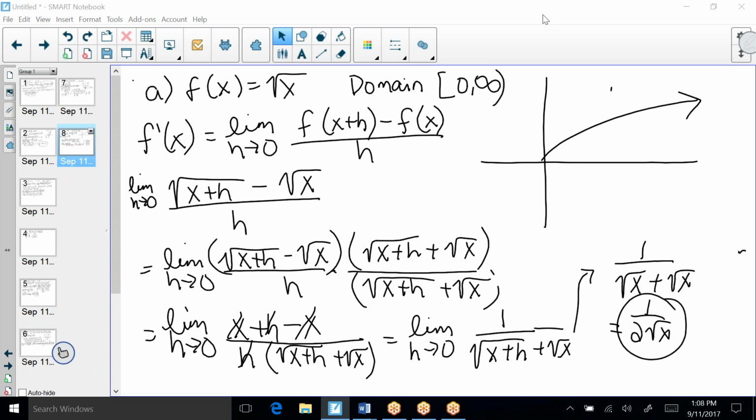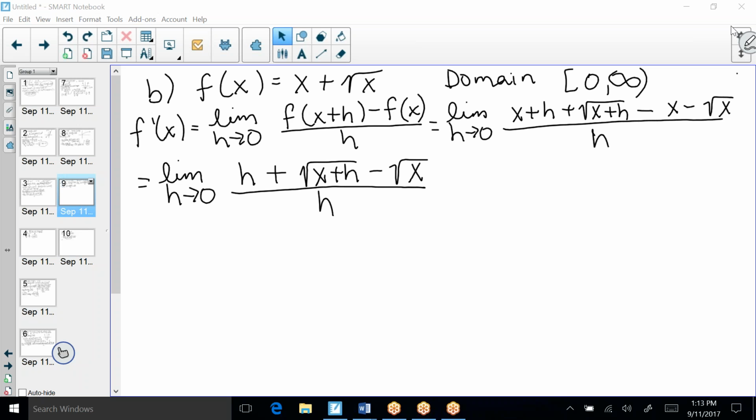All right, let me go on to a new page here. For b, f of x is equal to x plus the square root of x. So again, the domain is going to be the same, 0 to infinity, because we have that square root of x. But go ahead and find this derivative on your own. Do the same thing that we did for this problem, exact same thing, and find the derivative of this one.